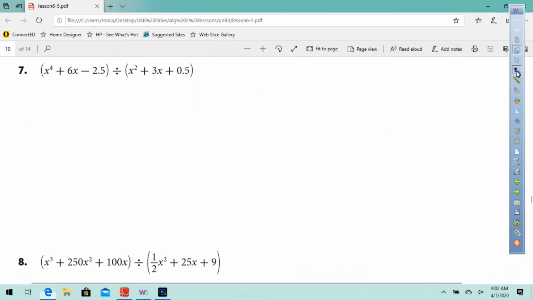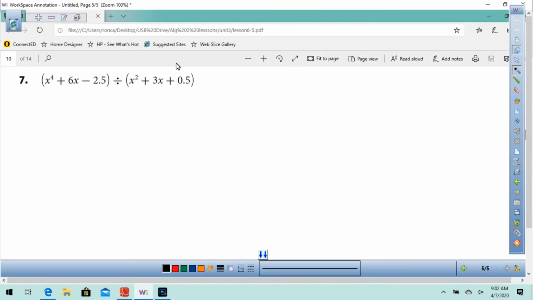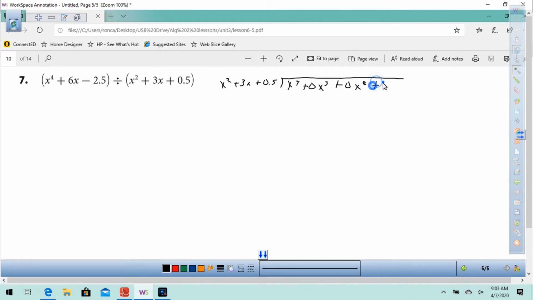Number 7. Oh, look at here. We got trinomial by trinomial. So we have x squared plus 3x plus 0.5. And then we got x to the 4th plus 0x cubed plus 0x squared. They didn't have those, so I put a placeholder in for it. Plus 6x minus 2.5.